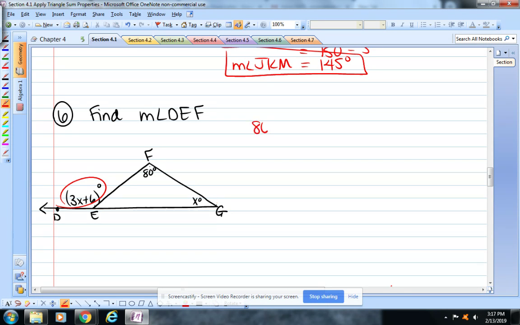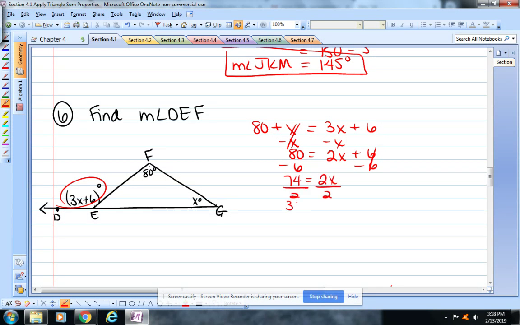So I can say 80 plus x equals 3x plus 6. Solve it for x. I'm subtracting x from each side. 80 equals 2x plus 6. Subtract 6 everywhere. 80 minus 6 is 74. And I divide by 2, and I get 37 degrees for x. But it wanted us to find the measure of angle DEF, so I plug that in.